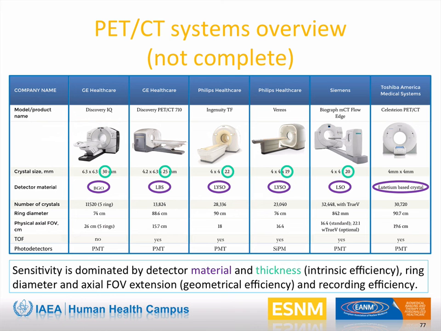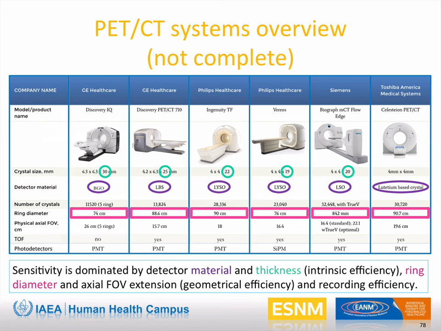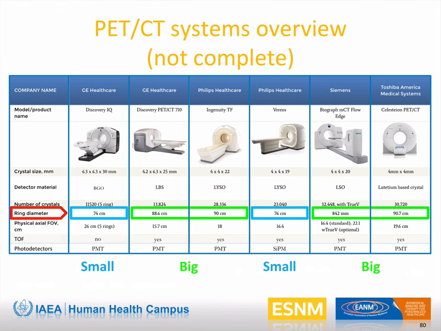As we have seen, an important figure of merit in PET is sensitivity. Sensitivity is dominated by detector material and thickness, but also by ring diameter, axial field of view extension, and recording efficiency. Regarding field of view diameter, one must also consider that only PET with a larger bore can accommodate obese patients.